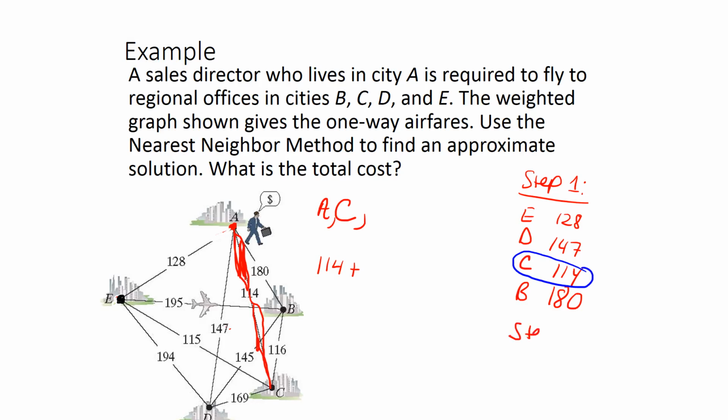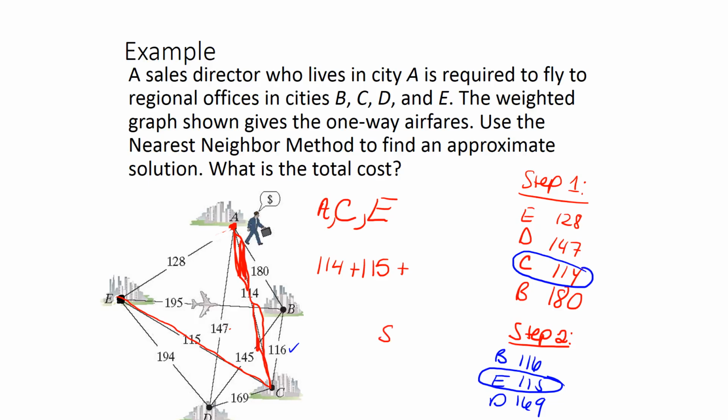Now we're at vertex C, and we are not going to go back to A, obviously. We've already been there. So from C, if we go to B, it's 116. Or we can go to E, which is 115, or you can go to D, which is 169. You cannot go back to A, so you only have 3 choices, and we choose the cheapest, which is to go to E at 115. Might as well find the total cost as we're going.